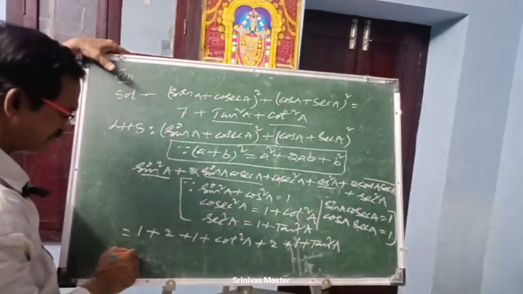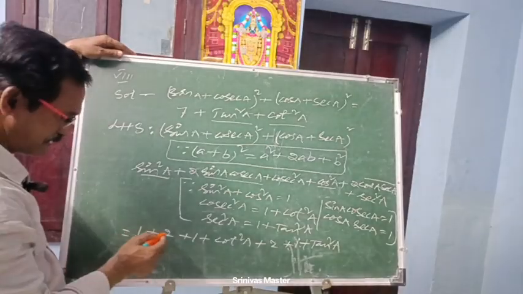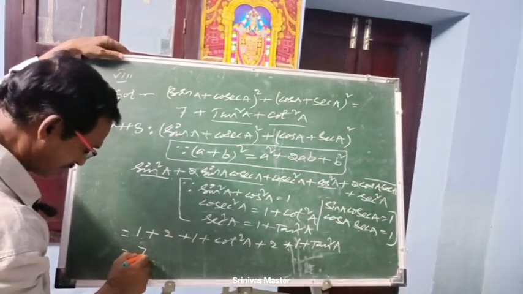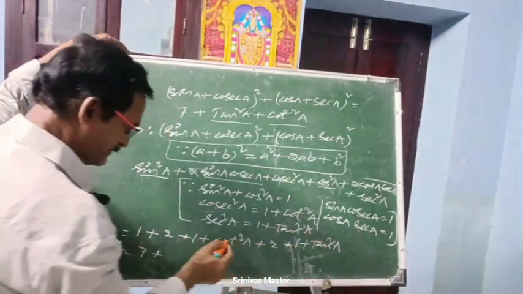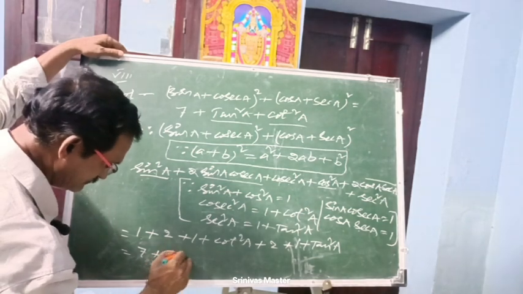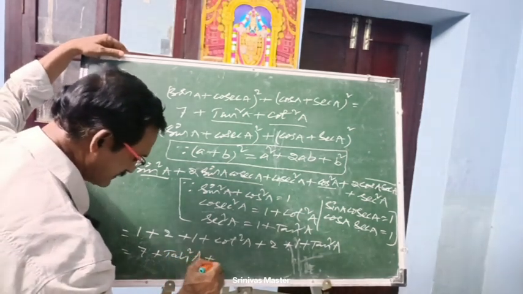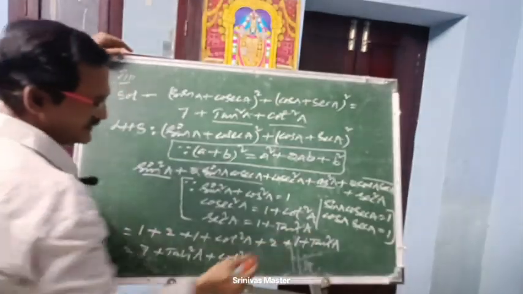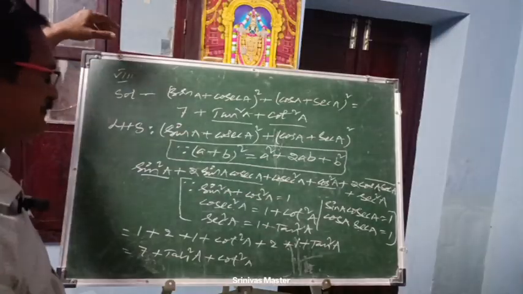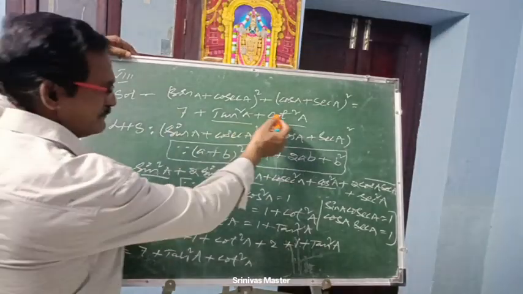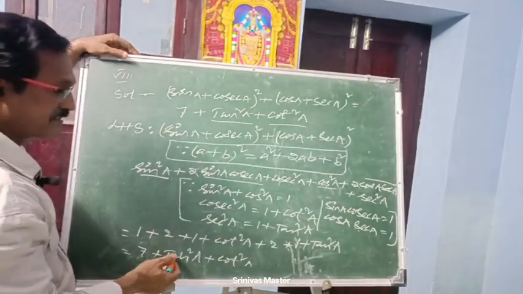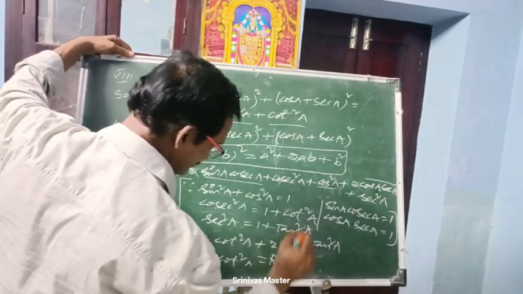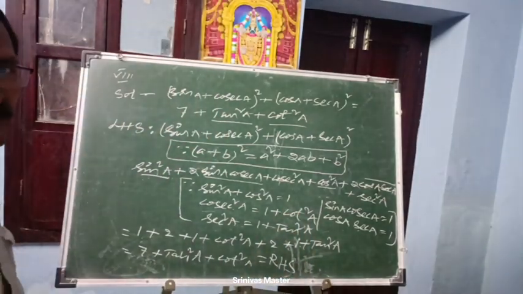Now you can simplify, children. First we need the constants. You see, 1 plus 2, 3. 3 plus 1, 4. 4 plus 2, 6. 6 plus 1, 7. Okay, 7 plus tan square A plus cot square A. Of course, we can write first cot square A, then tan square A, no problem at all. According to the given question, RHS is 7 plus tan square A plus cot square A. That is what you got here, which is equal to RHS. Hence, LHS is equal to RHS.